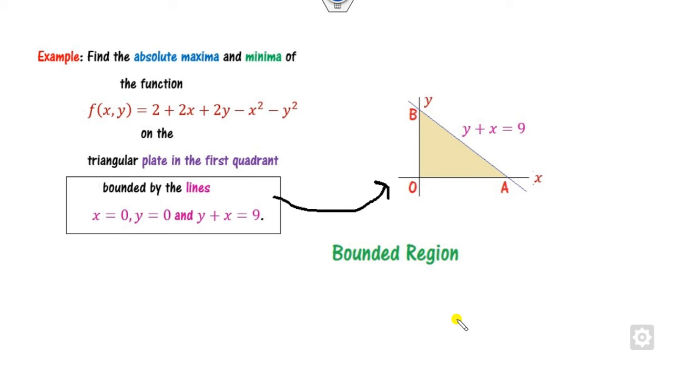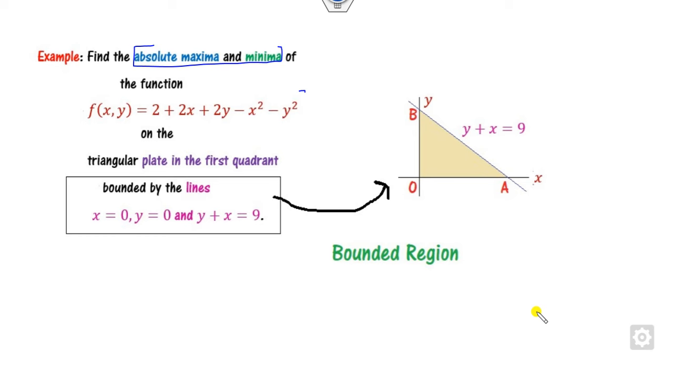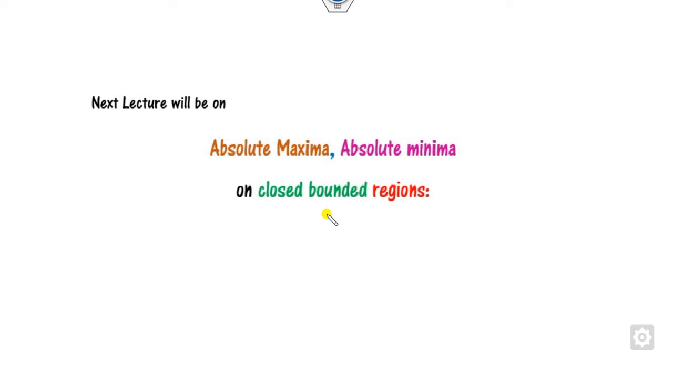Okay, look at this question. In this case you have to find the absolute maxima and minima. This is similar to this kind of function, but here you can see there is another condition, that is, boundary lines are there. So this is the boundary region. So how can you solve for absolute maxima and minima? Up to here we have been finding local maxima and local minima. But how you can find the absolute maxima and minima of the function, that we will see in our next class. That is absolute maxima and minima of the closed bounded region in our next lecture.